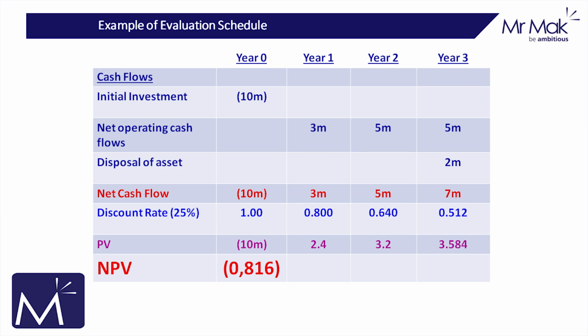If we apply those PV factors to our net cash flows, we get a present value in terms of the cash flows of a negative 10 million in year 0, a positive 2.4 million in year 1, a positive 3.2 in year 2, and a positive 3.584 in year 3. Now, if we add up all those present valued cash flows, we get an answer of a negative 0.816. We get a negative net present value.